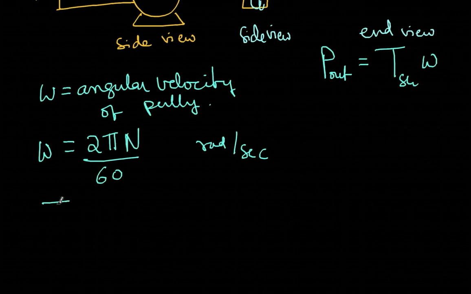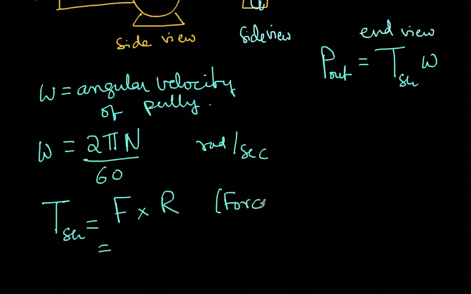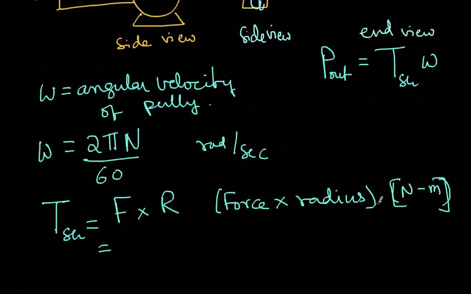But what is the torque? Torque at the shaft is nothing but force into radius. This is the general mechanical engineering formula for any rotating object. If you want to know the torque, then you find what force is acting on it and at how much radius distance it is acting. Force has to be in newtons and radius has to be in meters, so Newton meters is the unit for this. Now, radius anyway we can measure it. Force, how do you measure it?